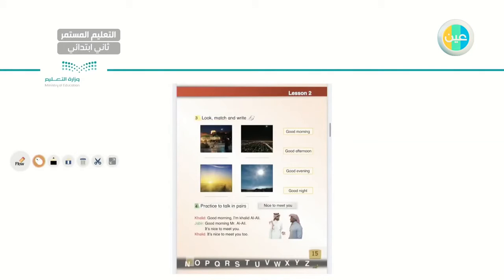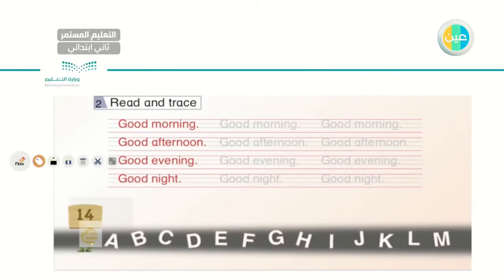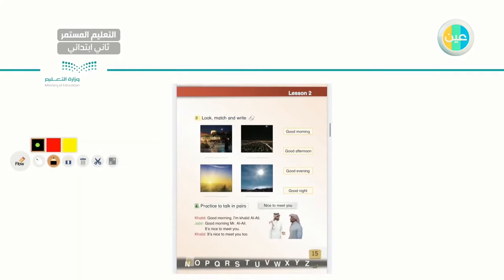Okay, you have this at page 15. I will have it enlarged in a minute, but I need you to go to page 15, okay? At this one, as you can see, I have the same phrases, but now I will match them with their pictures or with a suitable picture, okay? So let's go to the next one.